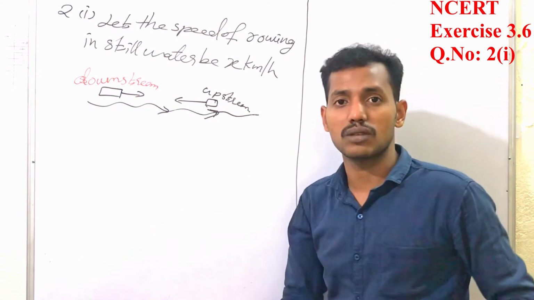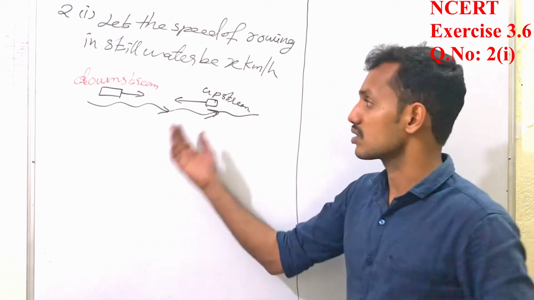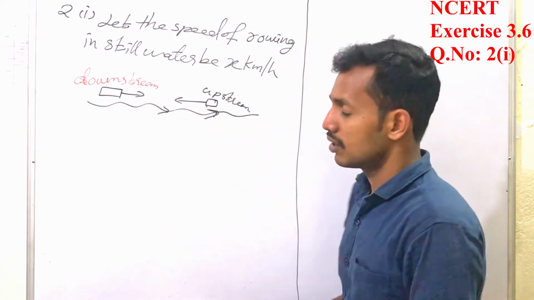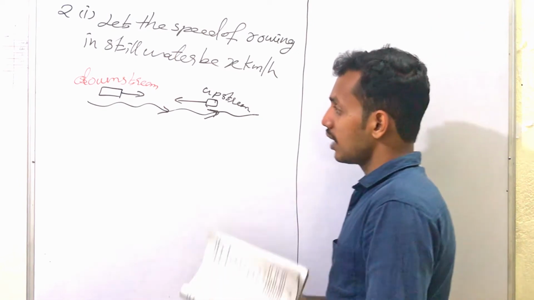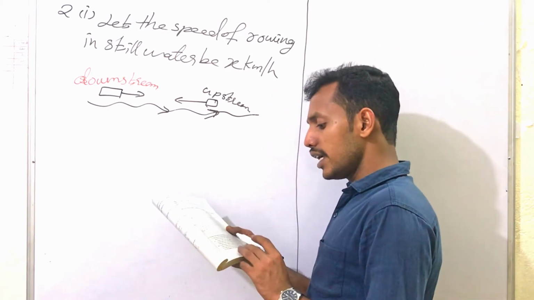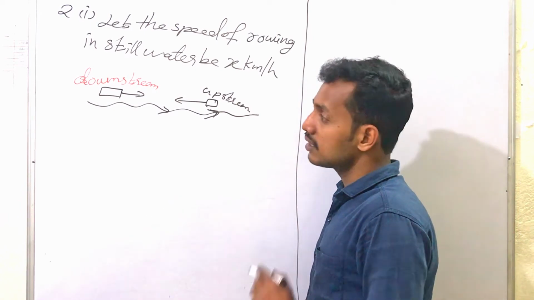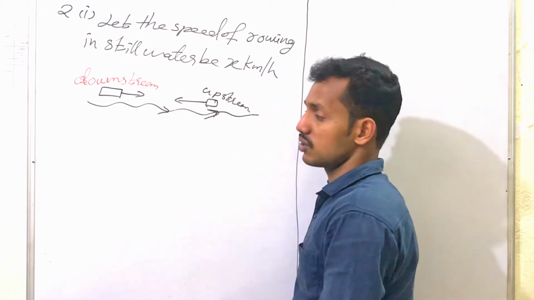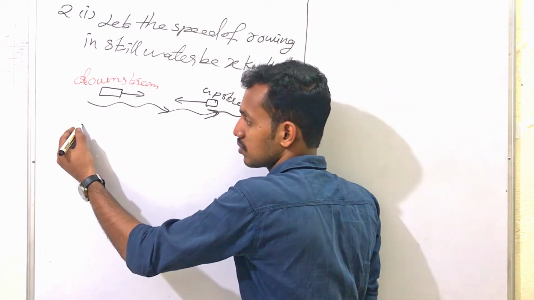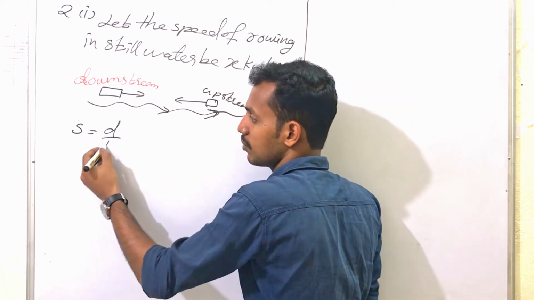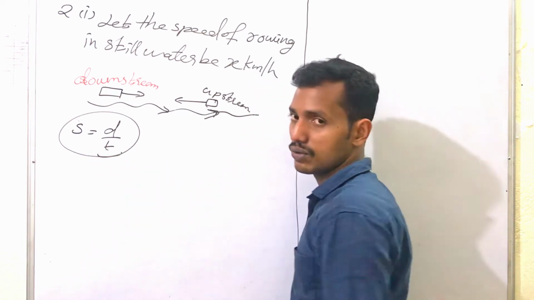It's very important to remember it, because if you know upstream and downstream, it is very easy to solve this type of question. Now come to the question. One more thing: here it is 20 km in 2 hours and 4 km in 2 hours. So time is given in both conditions. So we can use this formula, speed is equal to distance traveled by time.